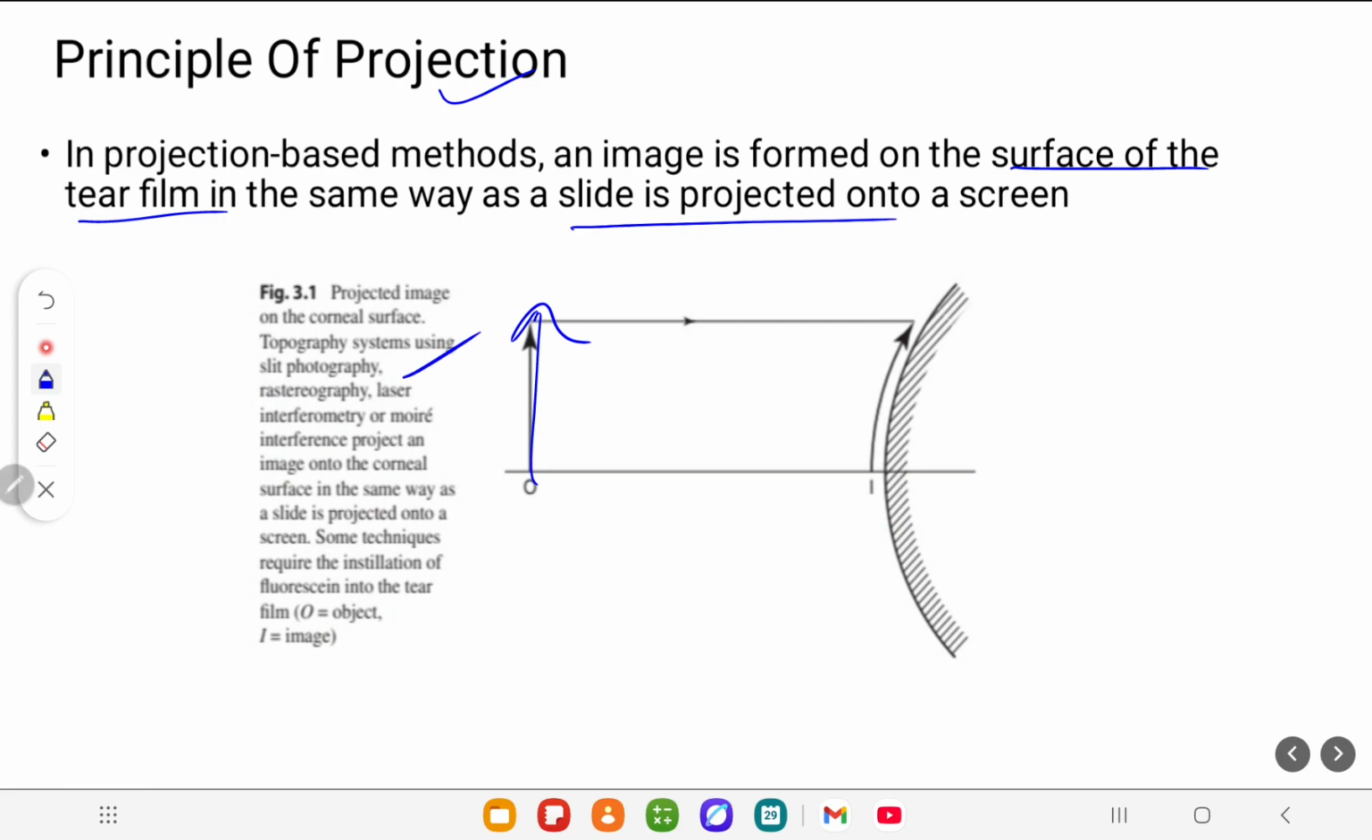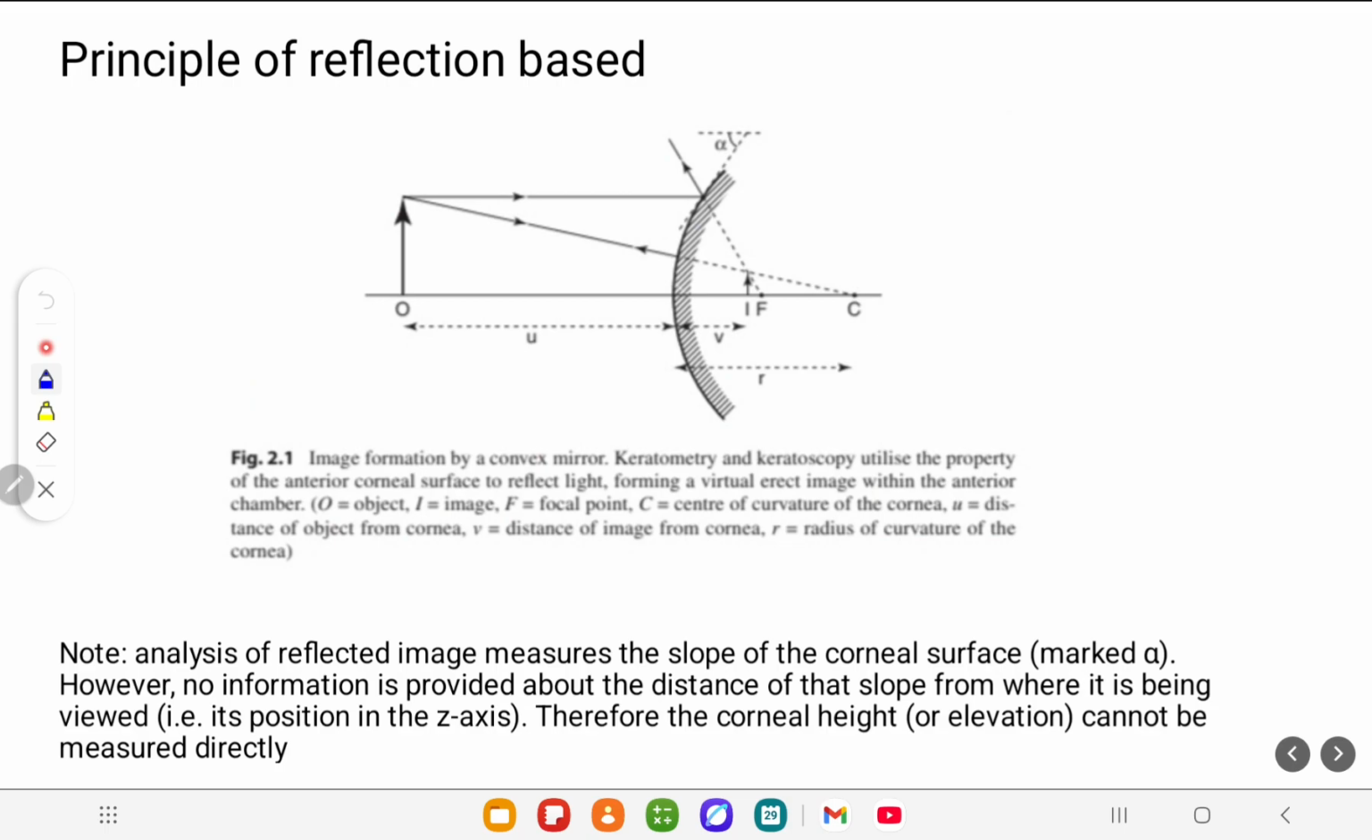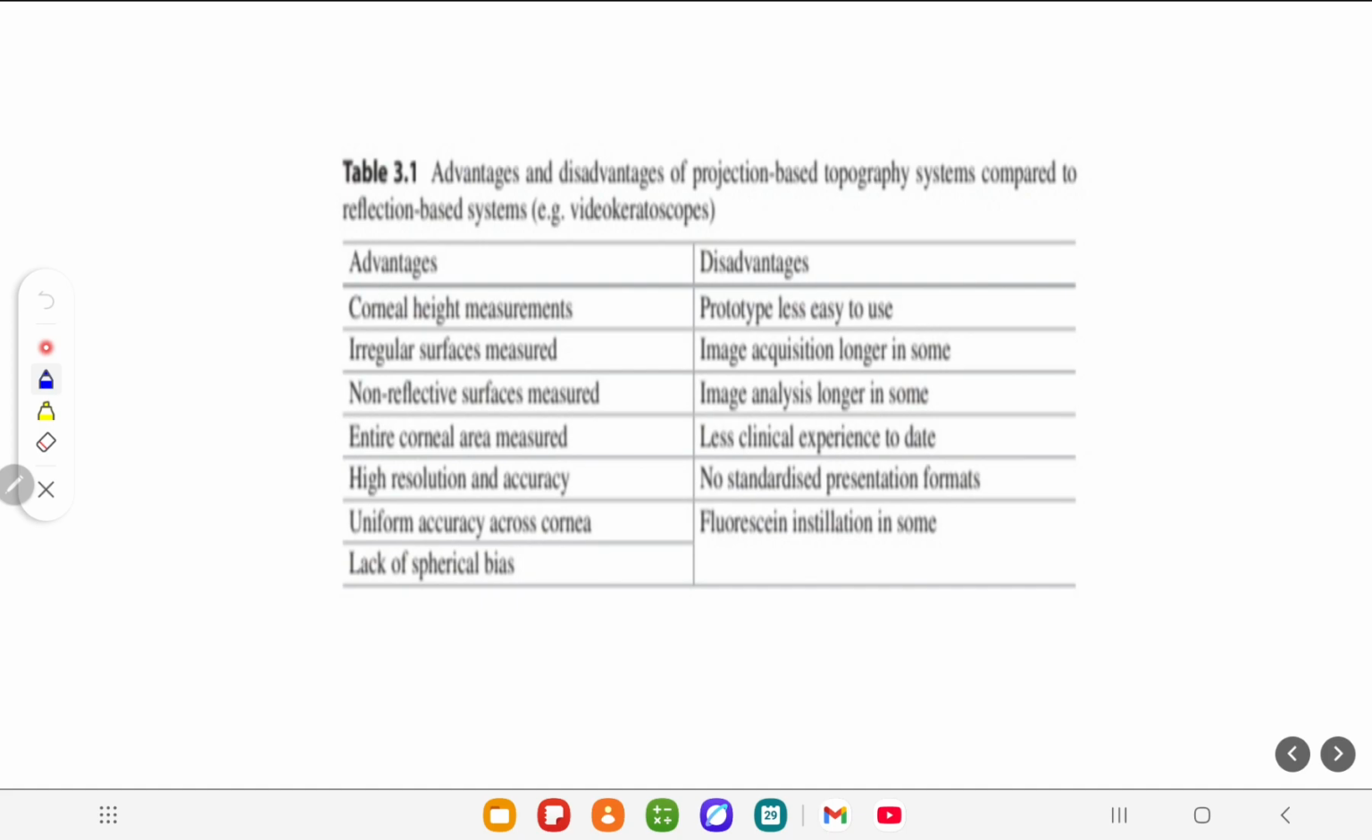Okay, I have discussed it in the keratometry video. You can go and watch that. So basically, the principle is reflection based. Analysis of the reflected image is measured as a slope of the cornea wherever we project there. Okay, so that's it. So the advantages and disadvantages of projection-based systems compared to reflection-based systems. So basically, what is projection-based and reflection-based?